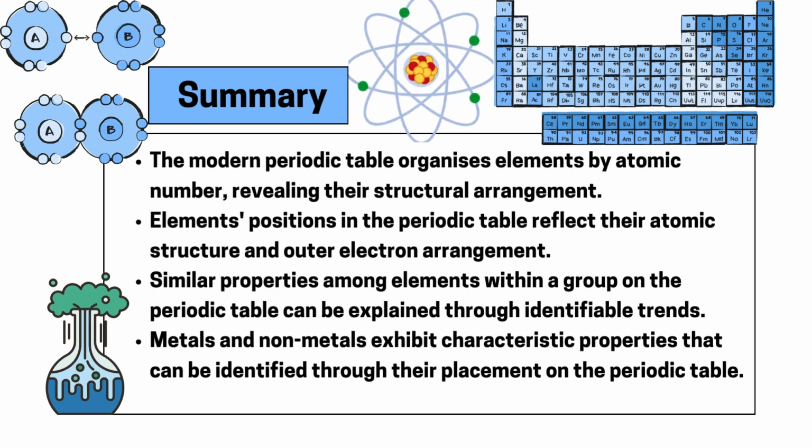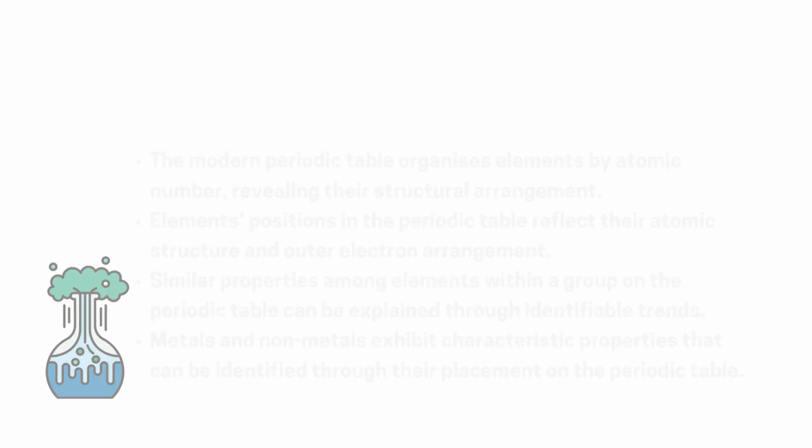Here's a summary, guys. The modern periodic table organizes elements by atomic number, revealing their structural arrangement. Elements' positions in the periodic table reflect their atomic structure and outer electron arrangement. Similar properties among elements within a group can be explained through identifiable trends. Metals and non-metals exhibit characteristic properties that can be identified through their placement on the periodic table.